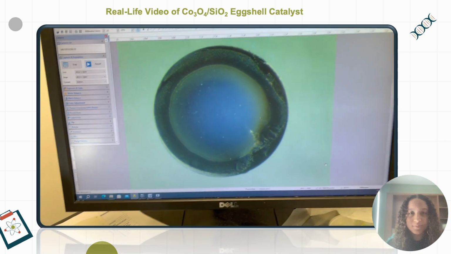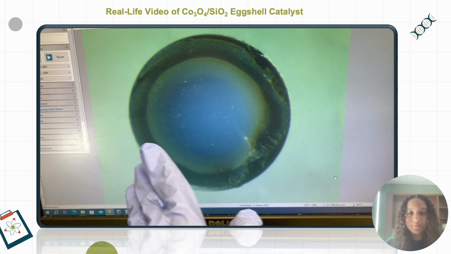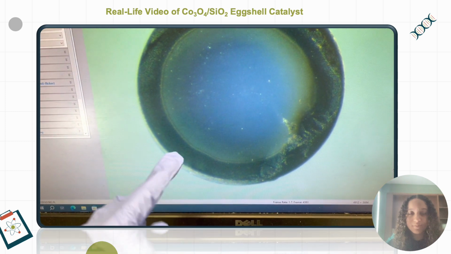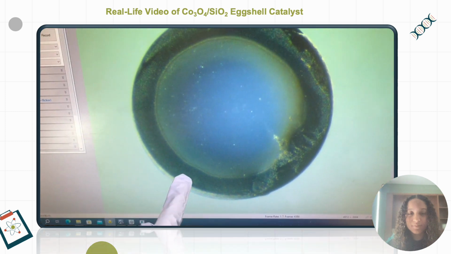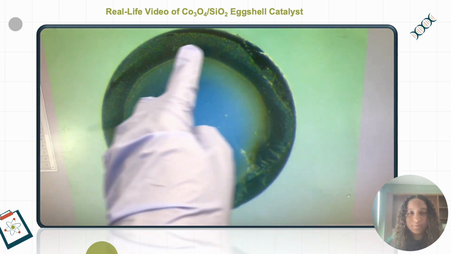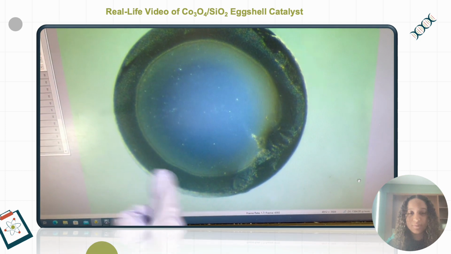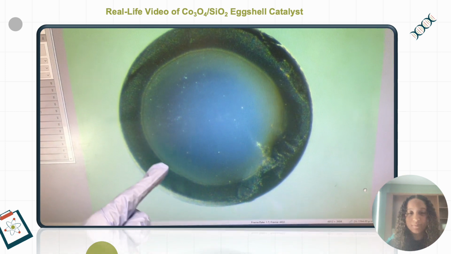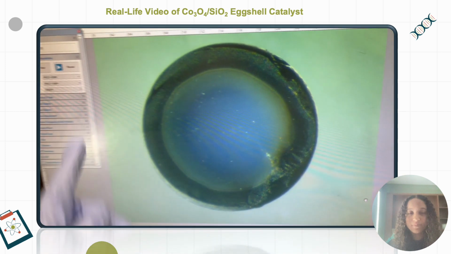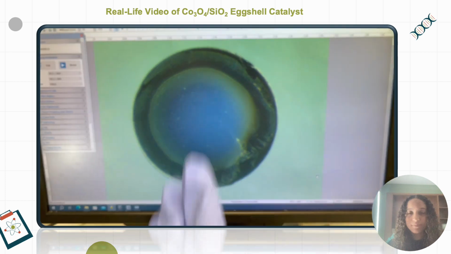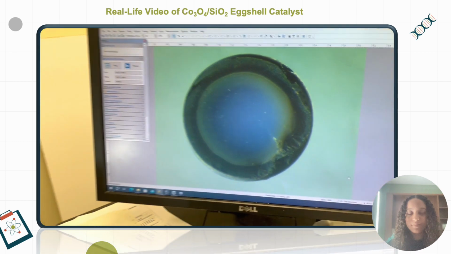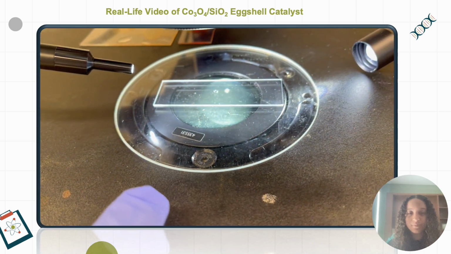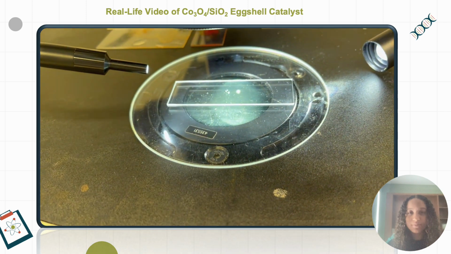So on the camera here, you can see the eggshell catalyst, the SiO2 support, and the Co3O4 shell surrounding it, and this is where the reaction takes place on this outer part here. So on the microscope it looks pretty big, but in real life it's really tiny. That's it right there. So yeah.